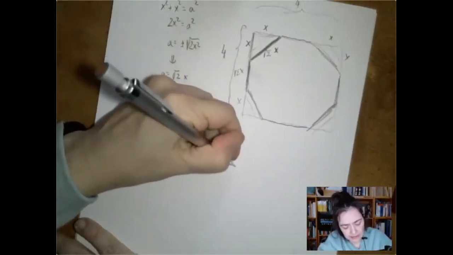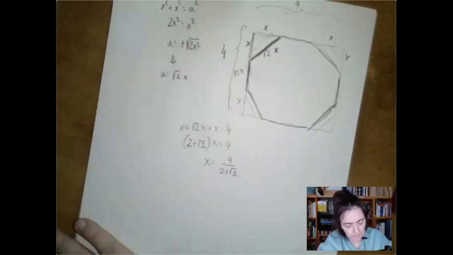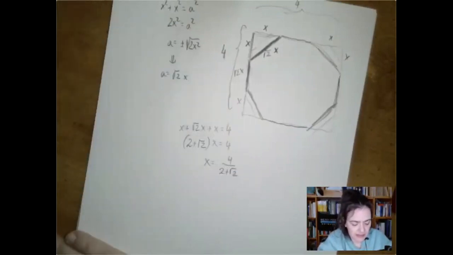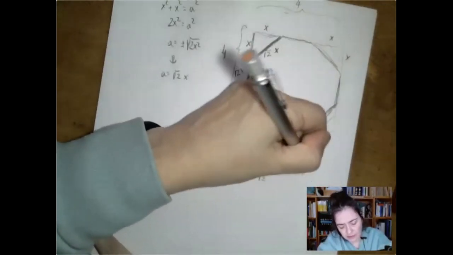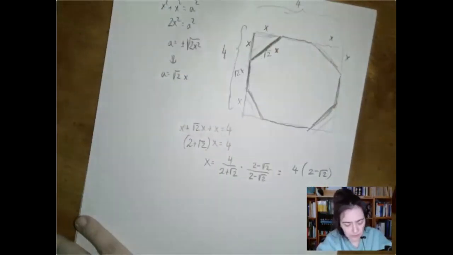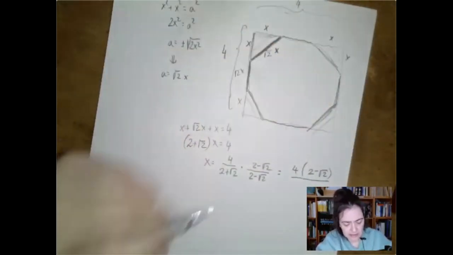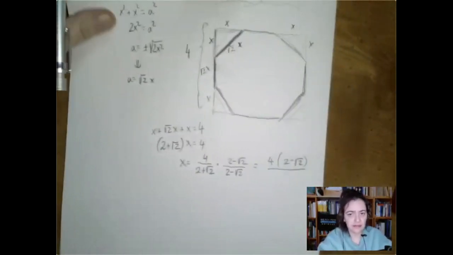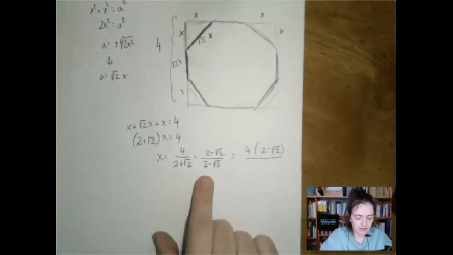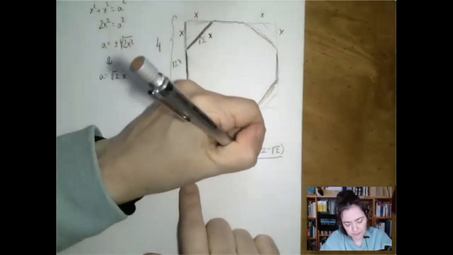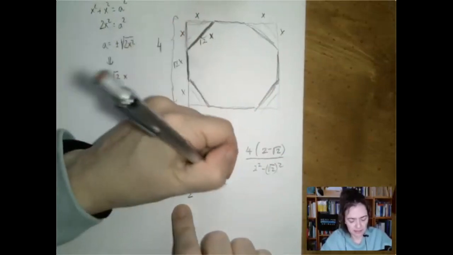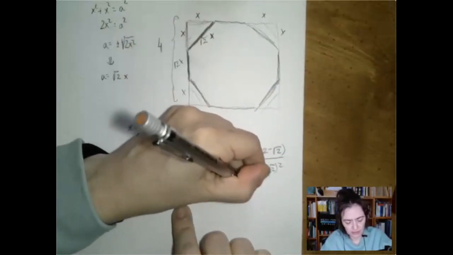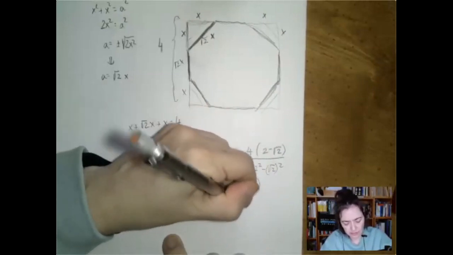So x is 4 divided by 2 plus square root of 2. And then we're going to rationalize the denominator by multiplying upstairs and downstairs by the conjugate of the denominator, which is 2 minus square root of 2. So the numerator is 4 times 2 minus square root of 2. And the denominator is, whenever we multiply conjugates, we get the difference of squares theorem. So it's 2 squared minus square root of 2 squared. That's 4 minus 2, that's 2. And we have a little bit of cancellation, so we have 2 times 2 minus square root of 2, or 4 minus 2 times square root of 2.